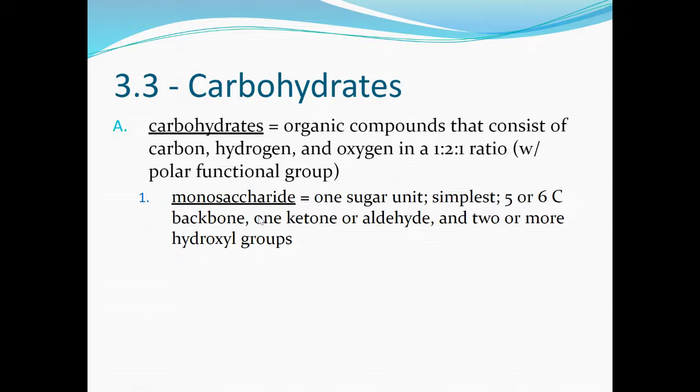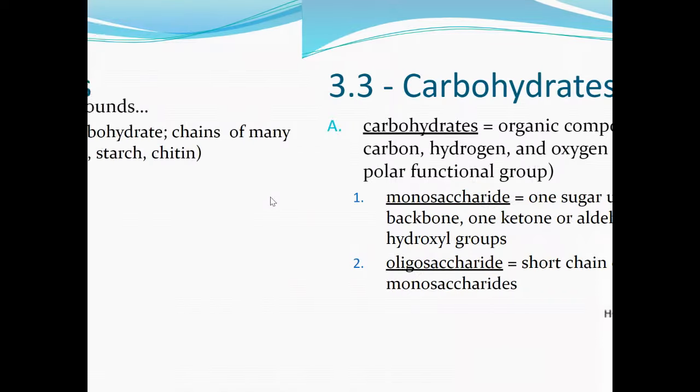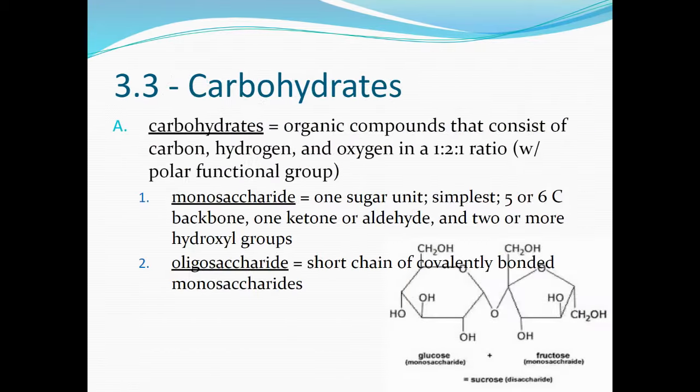Monosaccharide, it's one big word. Monosaccharides are the monomers, the small parts that make up the big polysaccharides. I'm jumping ahead here a little bit. Monosaccharides are one sugar unit. They're the simplest, with a 5 or 6 carbon backbone. They've only got one ketone or aldehyde functional group and two or more of those hydroxyl groups, those OH's.